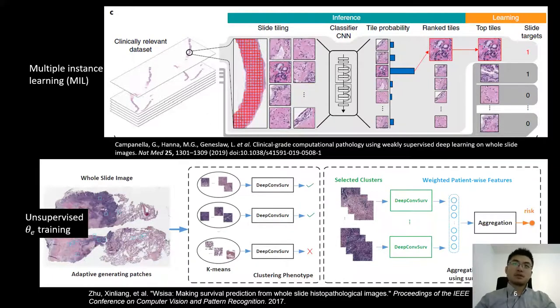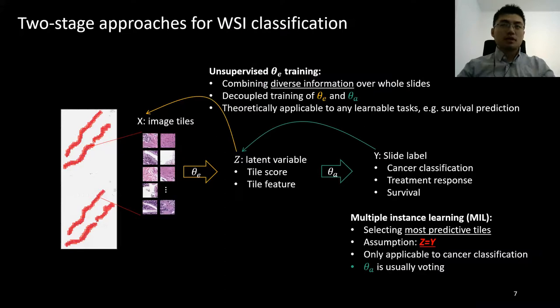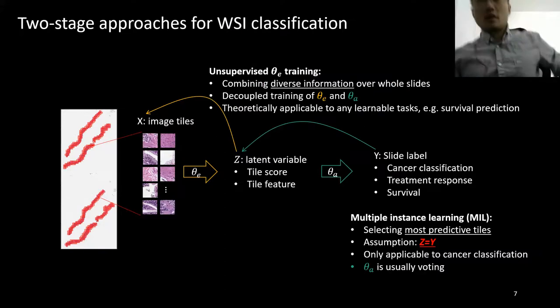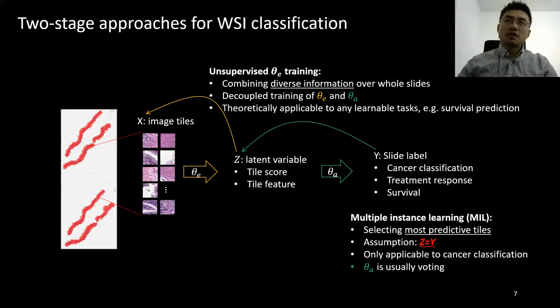Here are two examples. One is published by Campanella in 2019. They use a multiple instance learning approach with max voting to solve cancer classification problem. And the other is published by Courtiol in 2017. They use unsupervised training to get tile encoder, and then they cluster the tile features and select the important features for aggregation.